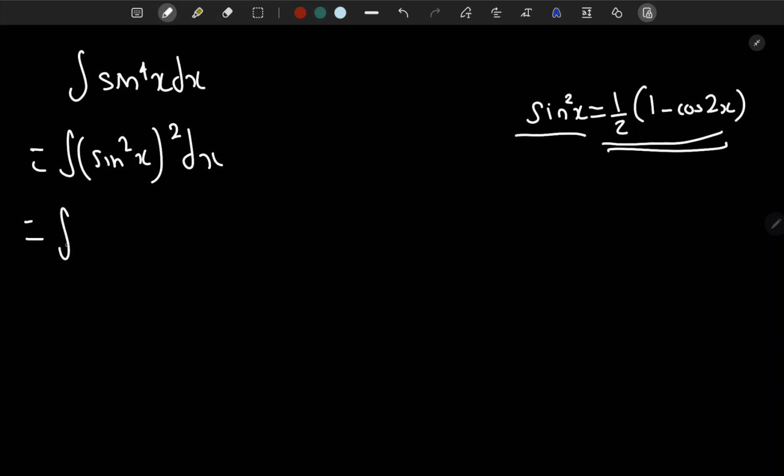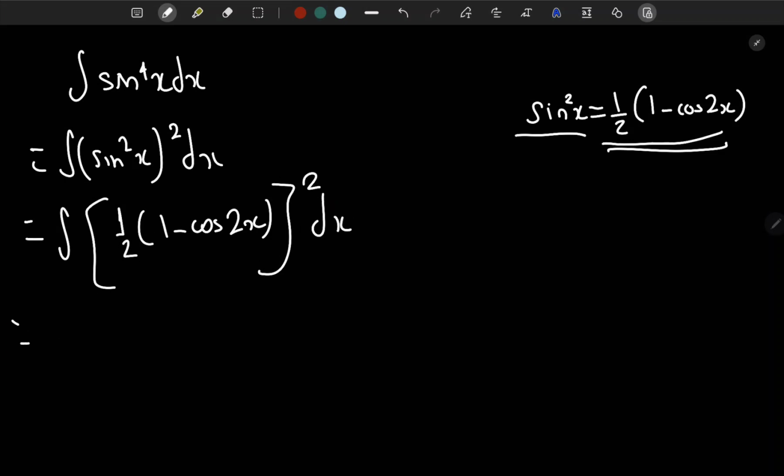So it's going to be equal to the integral of half into 1 minus cosine 2x, and there's two brackets over here, so I'm going to take the other brackets as a square so it's more clear, and there's a square on top of everything here, dx. We can square the half and take it outside, so it's going to be 1 over 4 integral of 1 minus cosine 2x squared dx.